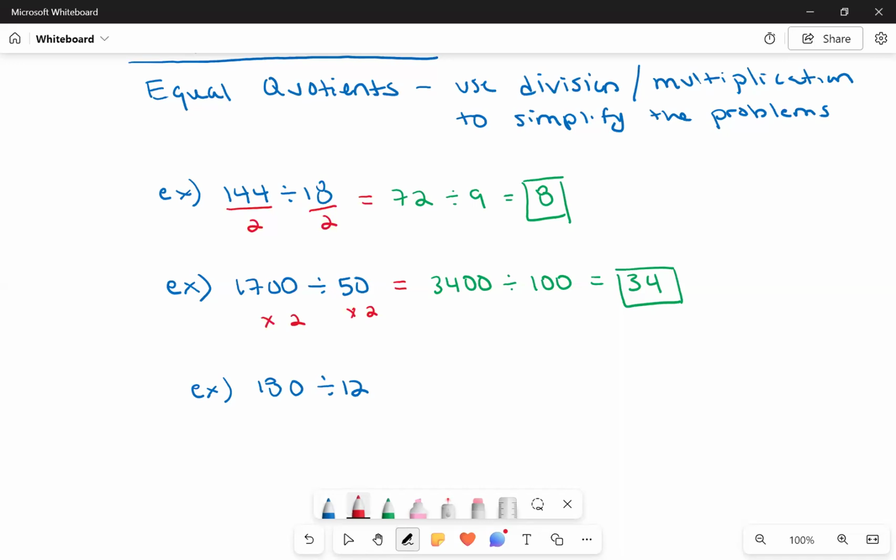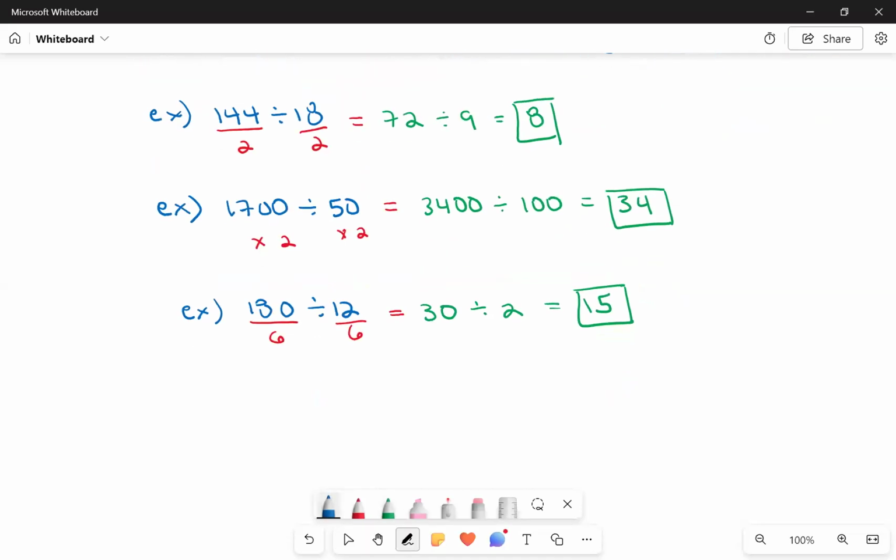I'm going to try to make my life as easy as possible. I notice that 6 goes into 18 and 12. And I'm looking at the 180 as 18, right? I'm seeing the 18 in the front. So then 6 would go into 18 3 times with a 0. 12 divided by 6 is 2. That gives me 15. Again, there are other ways to do it, but that's just what I saw.